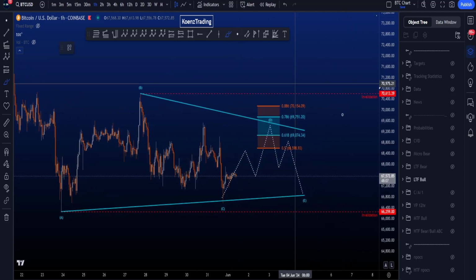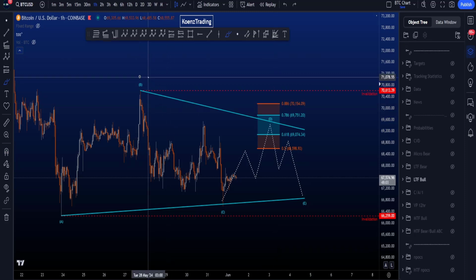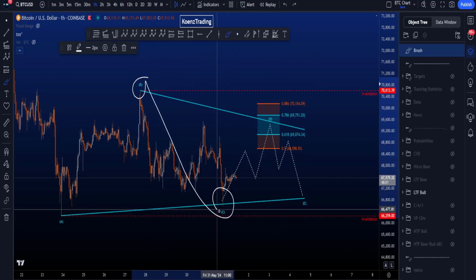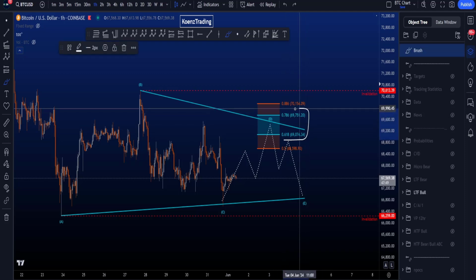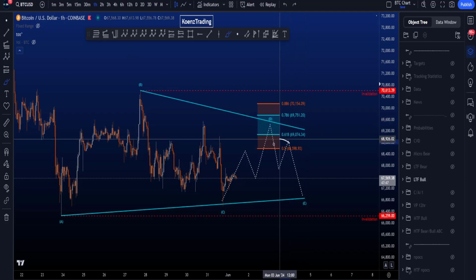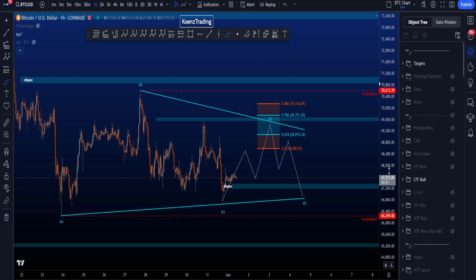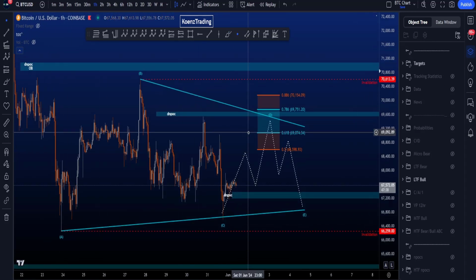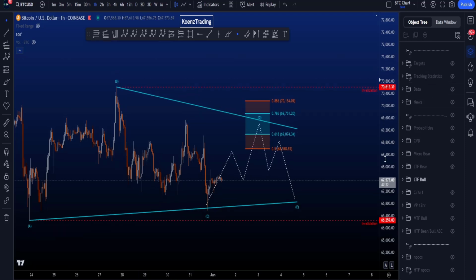The common target area for your wave D is between the 618 and the 786 Fibonacci, taken from the start to the end of your wave C, giving you a target between 69k and 69.7k. The 0.5 at 68.6k is less common, and the 886 is also less common at 70.1k. And we do have some resistance in this area, the blue box here between 69.5k and 69.7k.